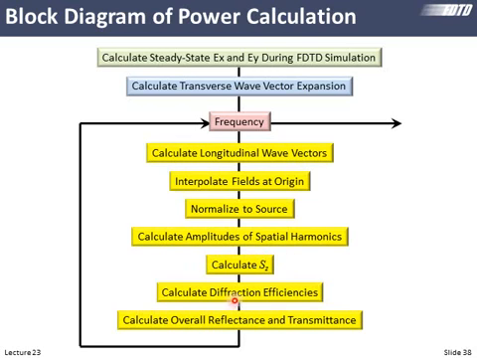Given that, we have all the information to calculate the diffraction efficiencies of our spatial harmonics. Then we can add up all the reflected ones to get overall reflectance. We can add up all the transmitted ones to get the overall transmittance. And we do that for every single frequency.